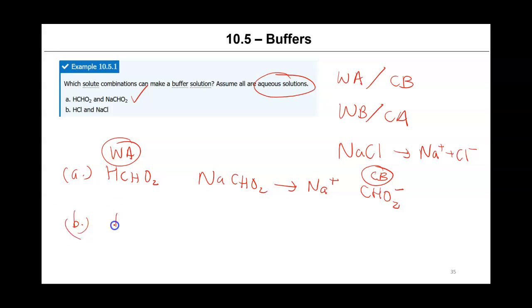Now, in the second case, we have HCl with NaCl. And HCl, if we remember from earlier on, is a strong acid. And strong acids don't form buffers. So it doesn't matter anything about the properties of NaCl because we have a strong acid that cannot form a buffer.